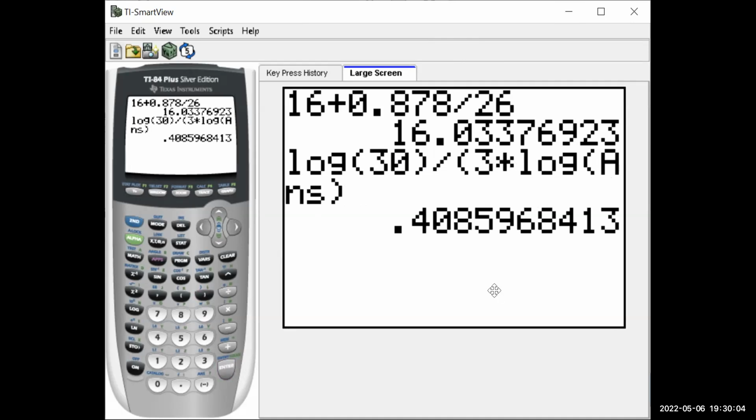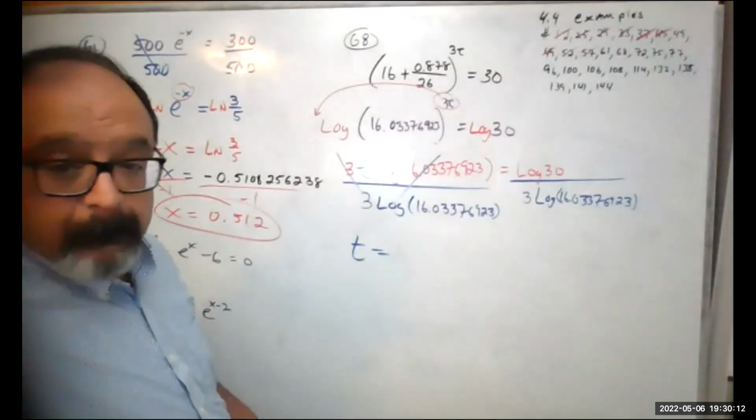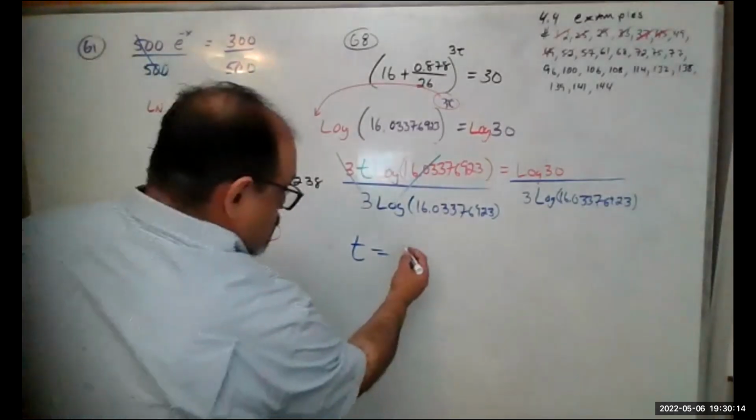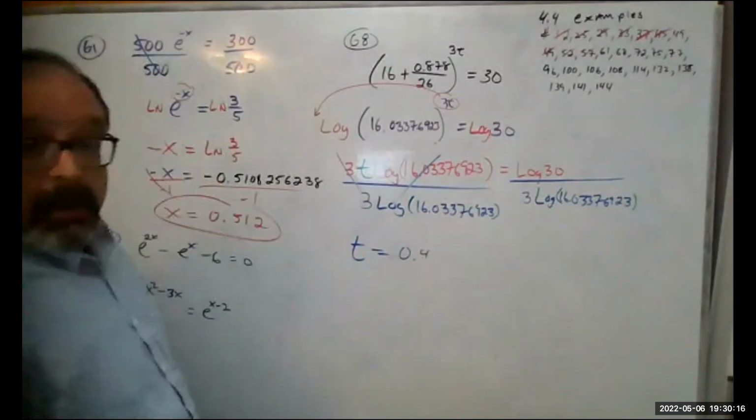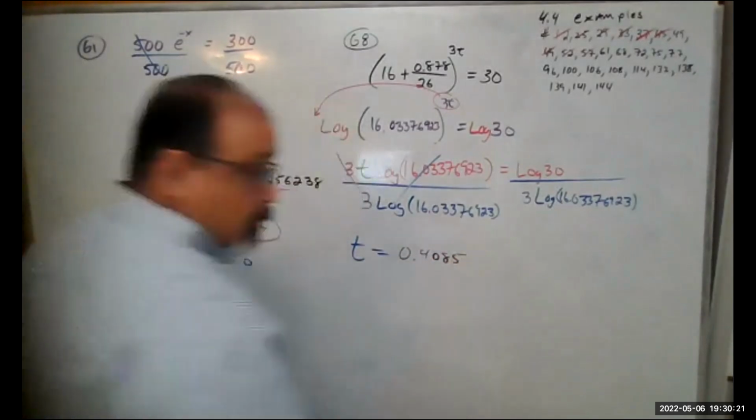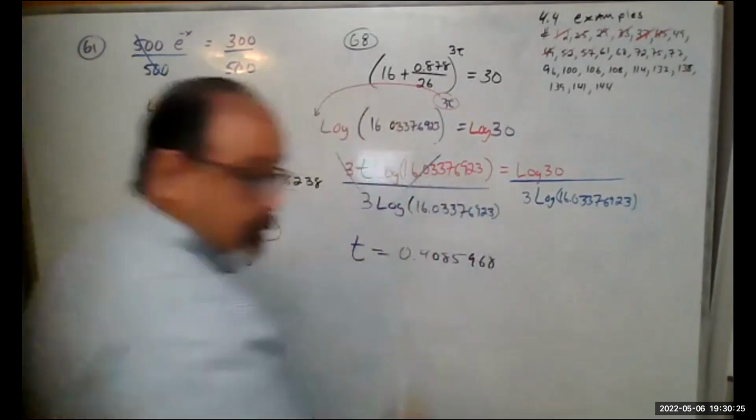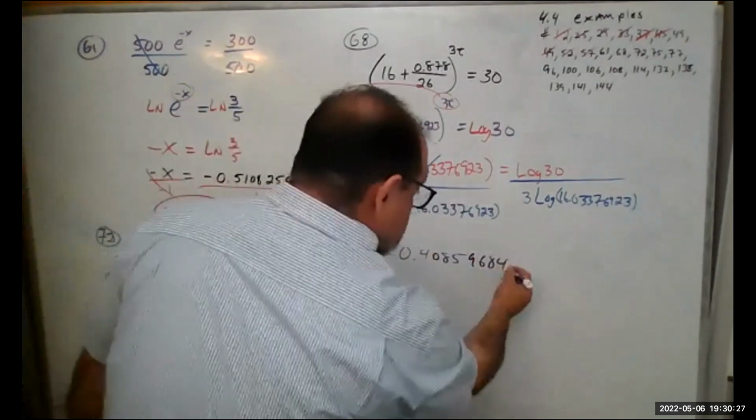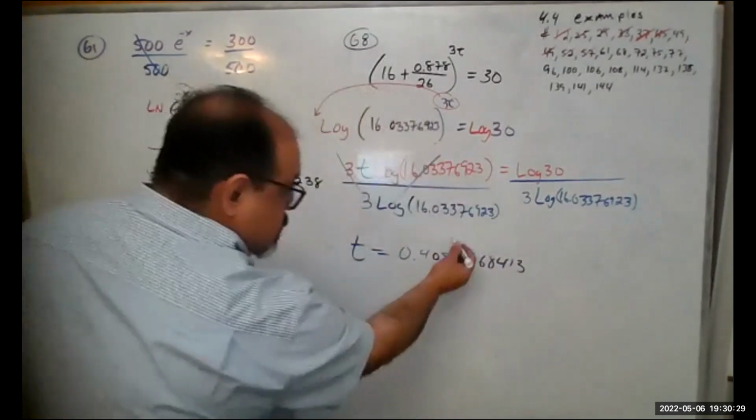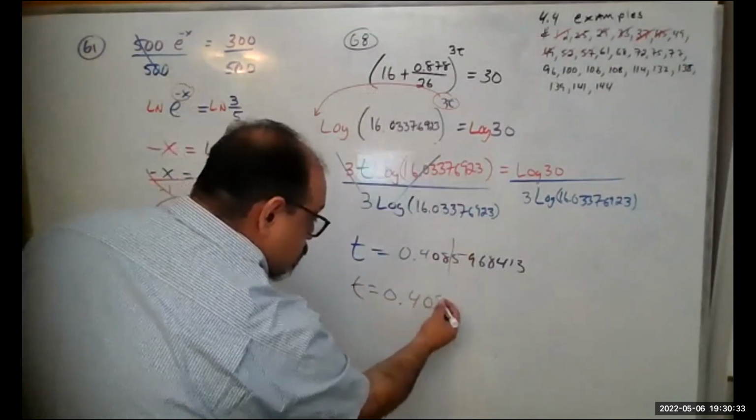Okay. So we get t equals 0.4085968413. To 3 decimal places, t is equal to 0.409.